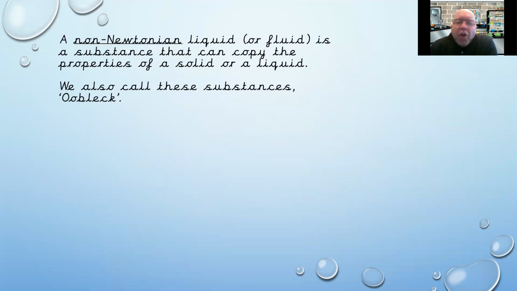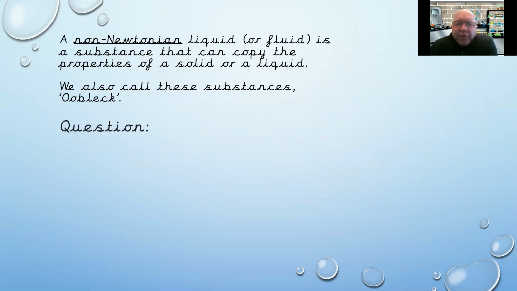Now, a non-Newtonian liquid or fluid is a substance that can copy the properties of a solid or a liquid. So it can behave like both. And we sometimes call these substances oobleck. Okay, so oobleck fluids or non-Newtonian fluids. And they can be a bit of fun.